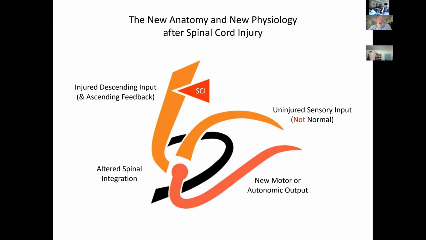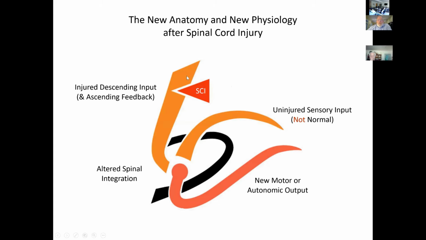And so I've shown you back to this diagram again, because we now have to acknowledge that these uninjured sensory fibers may not be normal. We certainly know the pain fibers change. Whether this happens for large diameter afferents is less clear. We need to do the same studies looking at muscle afferents. But at least we know that some of this uninjured sensory input is no longer normal.